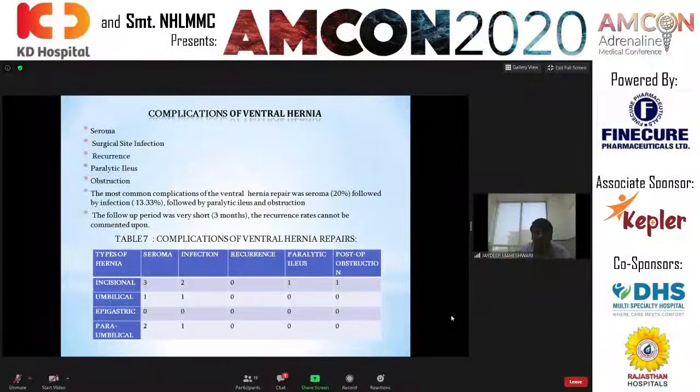Complications of the ventral hernia. The most common complication of the ventral hernia repair was seroma, which was seen in 20% of the patients, followed by infection, which was seen in 13.33% of patients. And paralytic ileus and obstruction was observed in 1 patient, which was managed conservatively. As the follow-up period was very short, only 3 months, the recurrence rate cannot be commented on. Next, please.